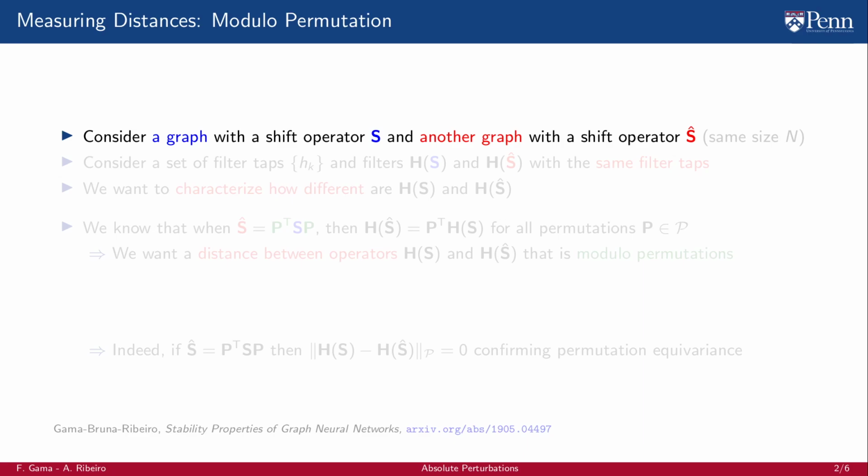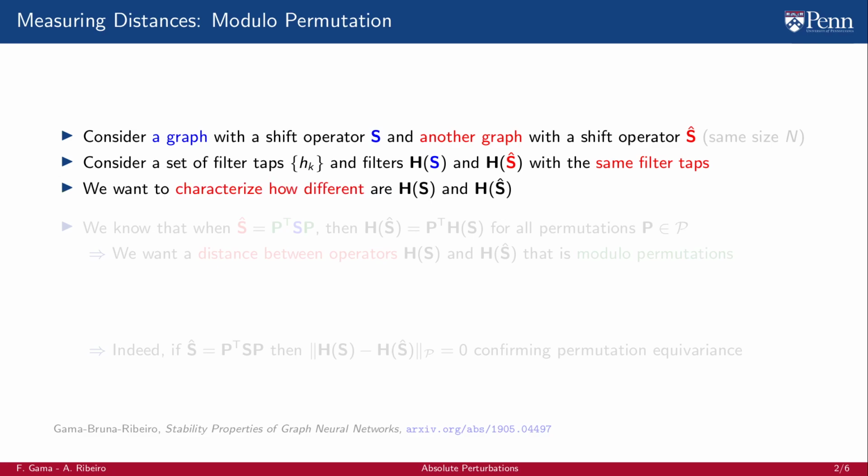Consider a graph with a shift operator S and another graph with a different shift operator S hat. Consider a set of filter taps h_k that define filters H(S) and H(S hat) based on S and S hat respectively, but with the same filter taps h_k. What we want to do is to characterize how different are H(S) and H(S hat) for the given shift operators S and S hat and for the same filter taps h_k.